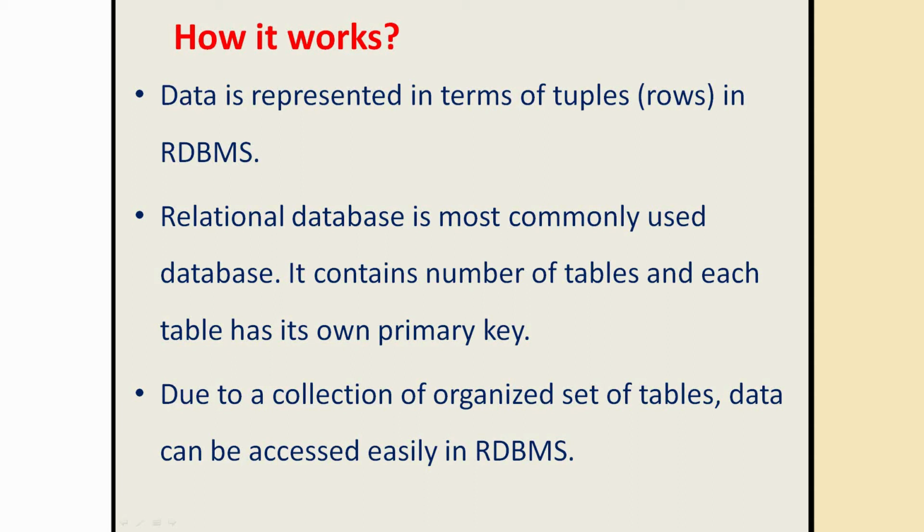The relational database is the most commonly used database. It contains a number of tables, and each table contains its own primary key. A relational database is nothing but a collection of different tables. In that database it may contain any number of tables. If you consider a college database, it may contain tables like faculty, teaching faculty, non-teaching faculty, students, marks, and so on, with different names.